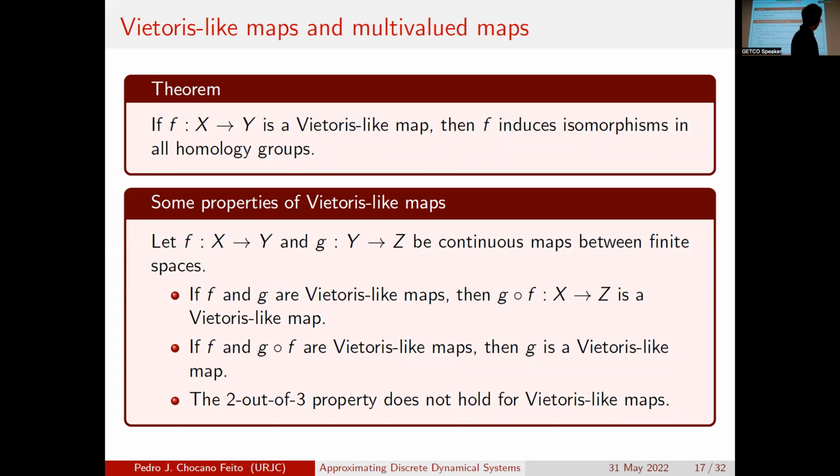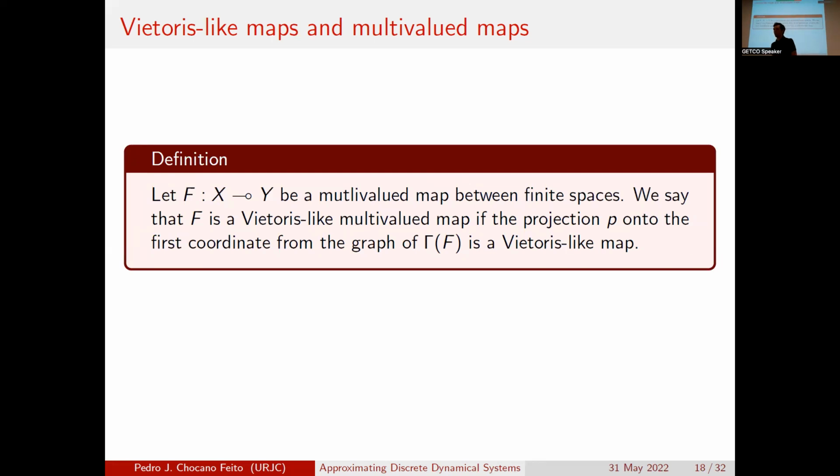I just list here some of them. And now we have the interesting definition, the definition of a vietoris-like multivalued map. A vietoris-like multivalued map is, okay, a multivalued map, you consider the graph of this multivalued map, and there are two natural continuous maps, okay? The projection onto the first coordinate and the projection onto the second coordinate. When we require that the projection onto the first coordinate is a vietoris-like map, then we say that our multivalued map is a vietoris-like multivalued map. You will see in a moment why it's important to consider that the projection onto the first coordinate is a vietoris-like map.